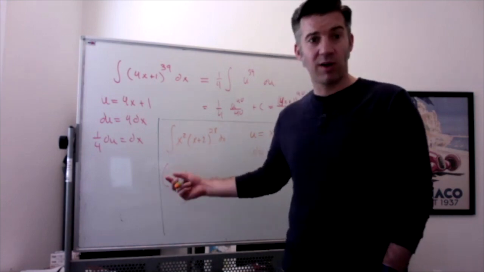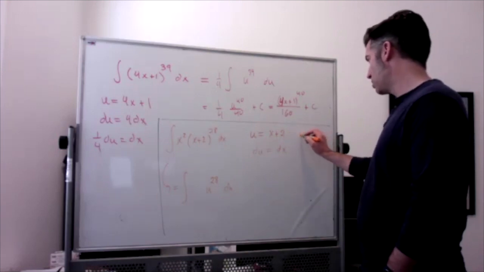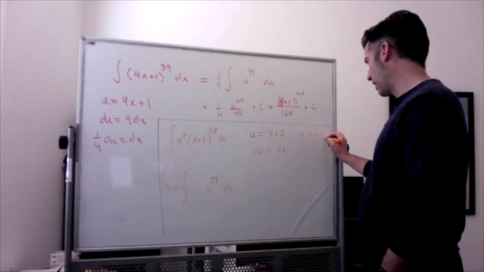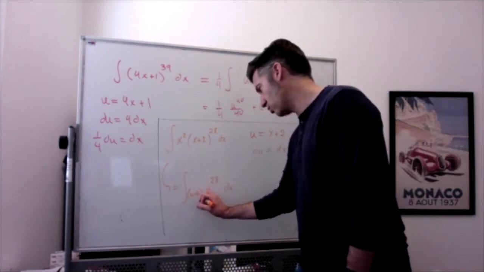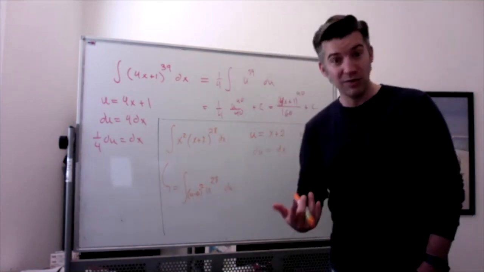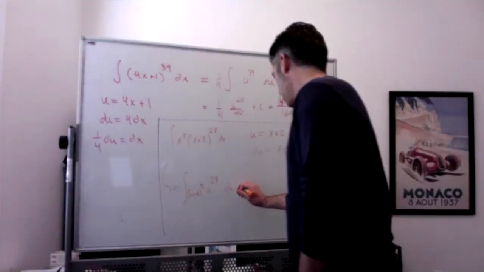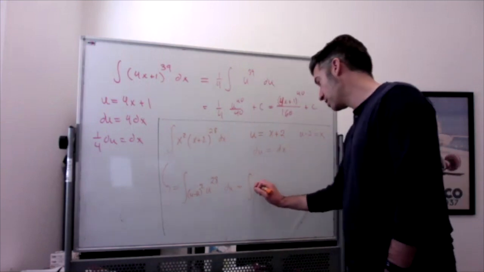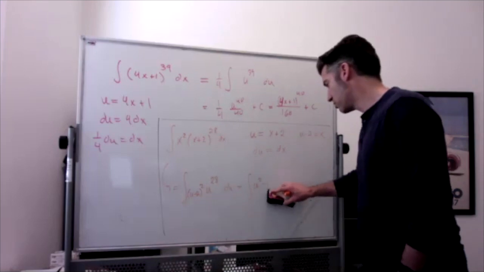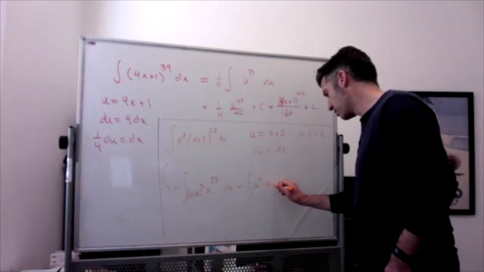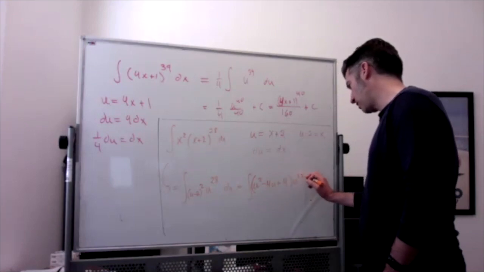And then x squared, we're going to have to do a back sub for. So u is x plus 2. That means u minus 2 is equal to x. So that x squared is going to become u minus 2 squared. And then we do need to multiply it out. So this is going to end up being, let's see, u minus 2 squared is u squared minus 4u plus 4, all times u to the 28th power.